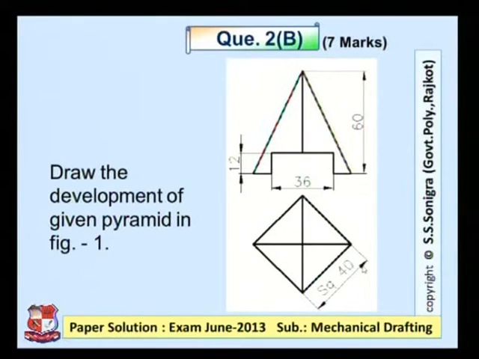So how to draw the development of a square pyramid? That we are going to discuss over here. Here a square pyramid is given like this. This data is given to us.